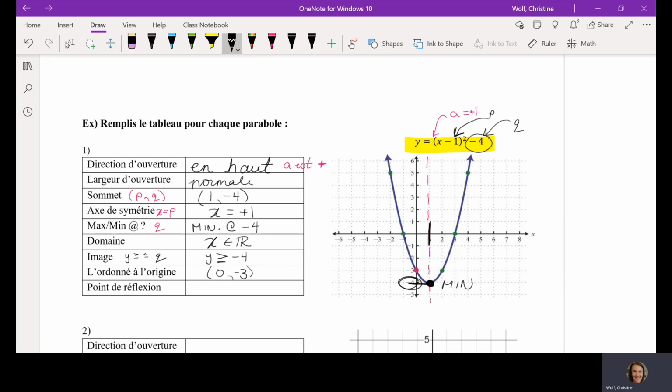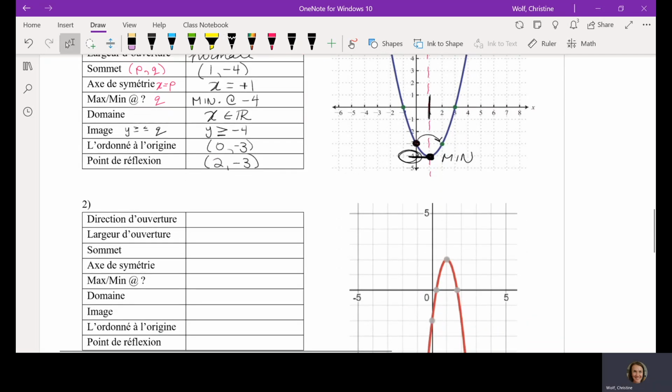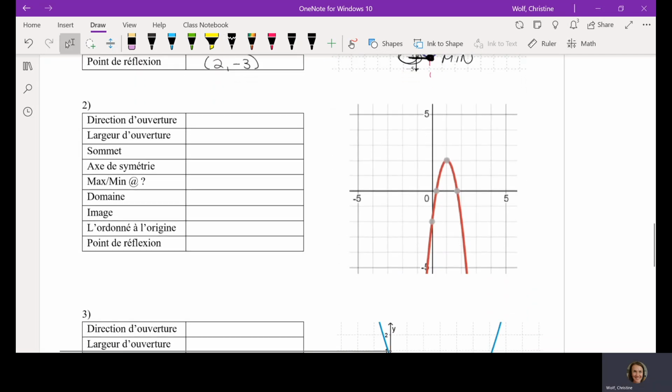All right? Et point de réflexion, si ça c'est mon ordonnée ici, where's its reflection? Là, le point là, c'est x égale 2, y égale négative 3. OK, one down. Pour la prochaine, je ne donne pas l'équation. So, on a besoin de trouver toute l'information de juste le graphique. OK, so direction d'ouverture en bas. It opens downwards. OK.